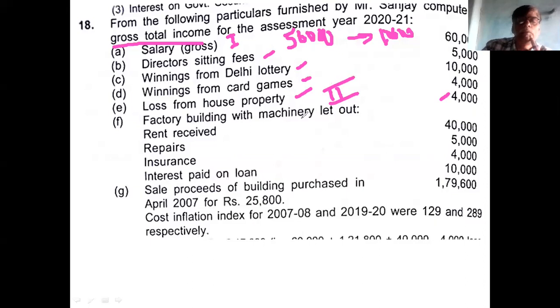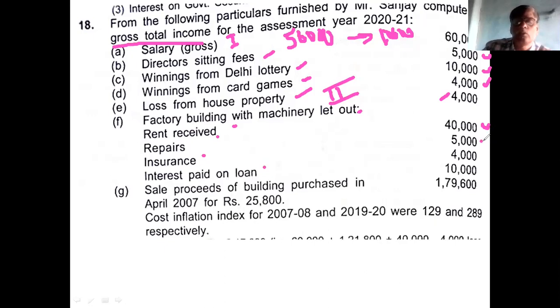And factory building machinery comes under the other source. You take the factory building and less other expenses, you will get the income from other source. So under the income from other source, you take 5,000, 10,000, then 4,000, thereafter 40,000. You take 4 items, take the total gross.